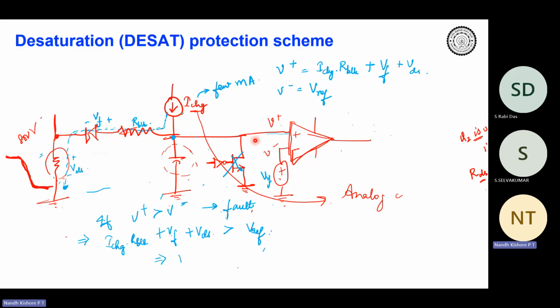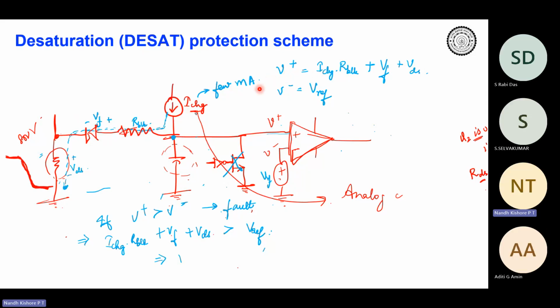So your V plus is what? This resistor drop plus your diode drop plus whatever is your actual RDS drop. You are actually comparing V plus, that is this entire voltage, with Vref. So you understand that in this method, you are unintentionally adding these two drops, correct? That is VF and I charge into RBLK. But anyway, you can size this, or calibrate your Vref so that you can offset this particular drop. But you understand that the comparator operation is actually between your Vref and this particular voltage, that is I charge into RBLK plus VF plus VDS, right?